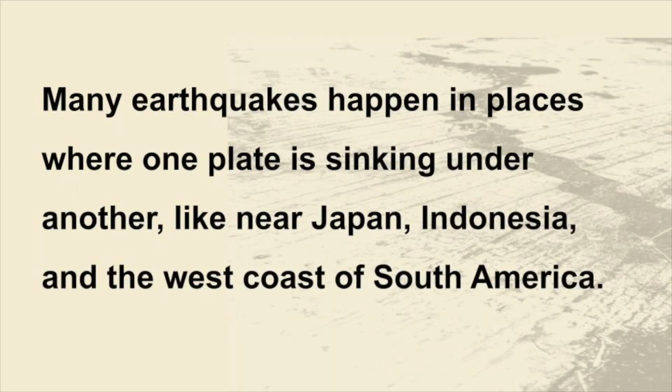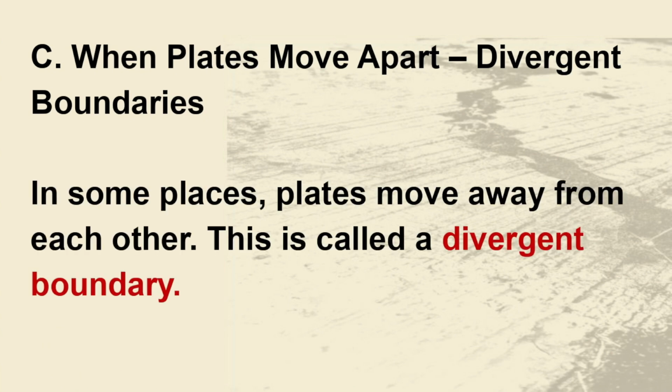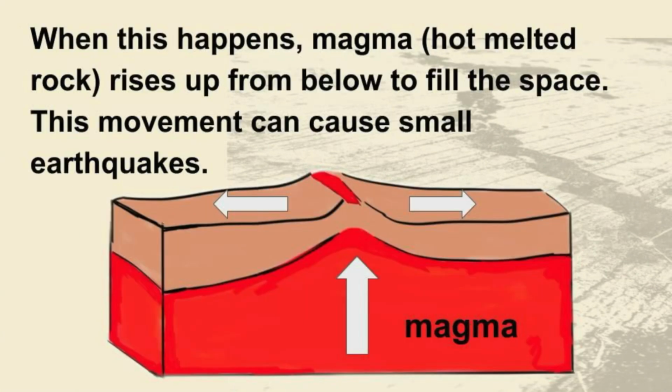Many earthquakes happen in places where one plate is sinking under another, like near Japan, Indonesia, and the west coast of South America. C. When plates move apart, divergent boundaries. In some places, plates move away from each other. This is called a divergent boundary. When this happens, magma, hot melted rock, rises up from below to fill the space. This movement can cause small earthquakes.